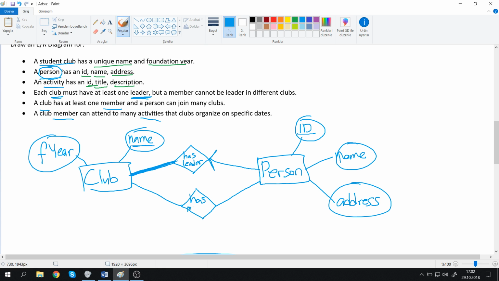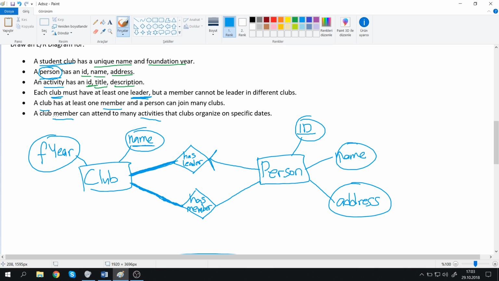We could name it maybe has member. A club has some member, and a club has at least one member. It is again a similar thing with the leader. If we have a club, for that club to have some member, we should have total participation on this side. So we are saying that each club should participate in this relation, meaning that each club should have some members. So we guarantee that there is at least one member for each club, and a person can join many clubs. So this relation is many to many. A club could have many persons as members, and a person could be member of many clubs.